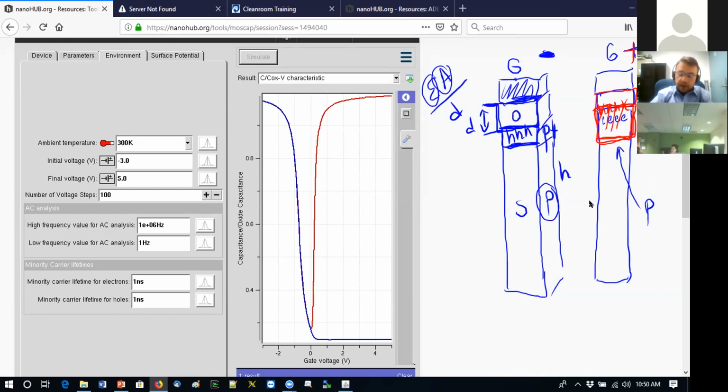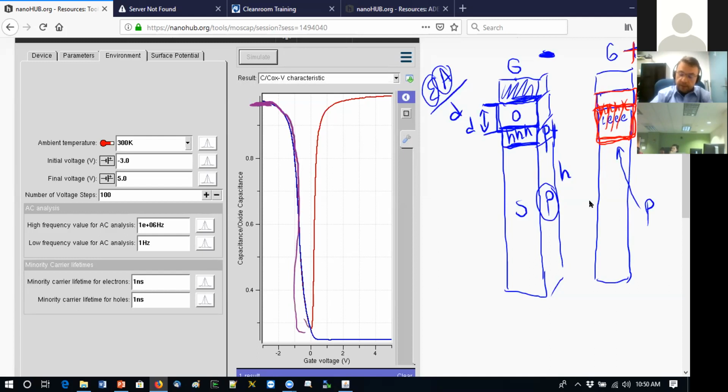Well, it will act as if I have two capacitances here. I have a capacitance coming from the oxide, but I also have a capacitance coming from the underlying depletion region, and that would be the series combination of the two. And what will happen if you combine two capacitances in series? Its value will drop. So let's start. Negative, it's going to drop.